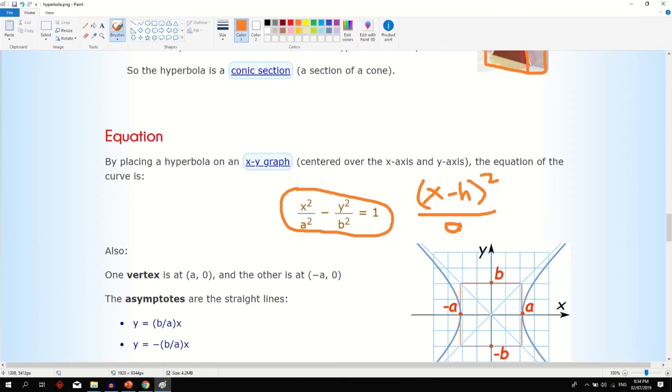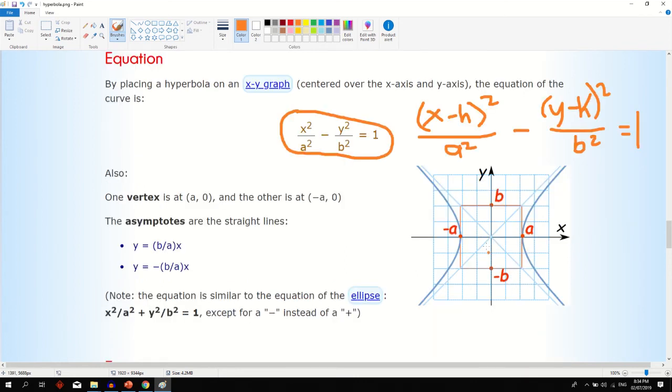(x minus h) squared over a squared minus (y minus k) squared over b squared equals 1. This one is used if the center is not at the origin. Here the center is at the origin, so the center is (0, 0). Here, the center would be (h, k). Very good.